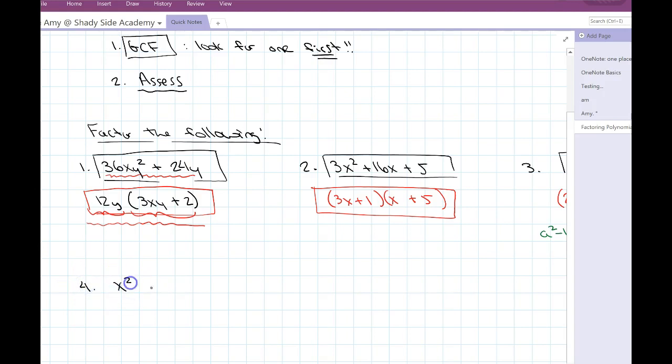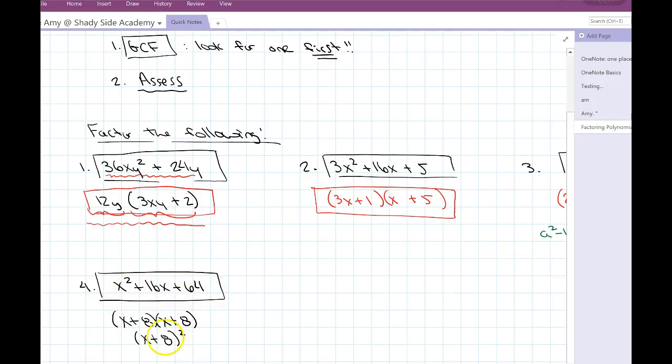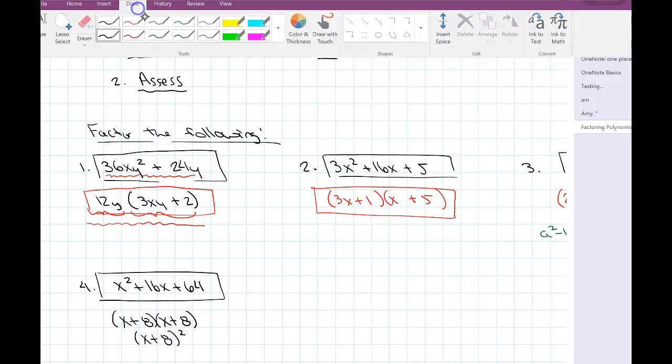Maybe you've seen this. Okay. And when you factor this quadratic trinomial, once again, check for a GCF. There is none. You will find that this factors as such, okay, which is the same thing as x plus 8 quantity squared. And a quadratic trinomial that factors such that the two factors are identical has a special name.